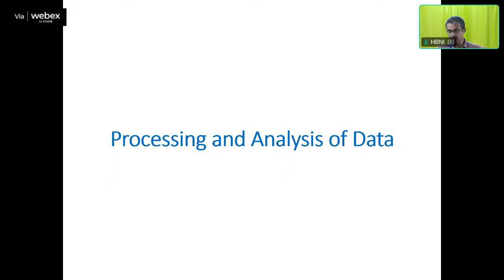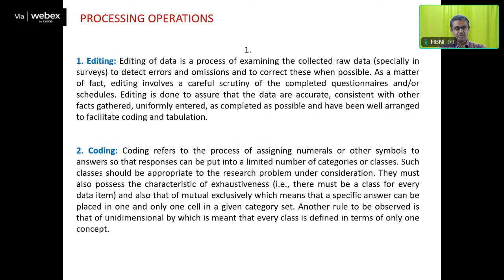In research methodology, among the research stages, we come to one of the important stages, which is processing and analysis of data. It comes after data collection. So what are the processing operations? First is editing. Editing of data is a process of examining the collected raw data, especially in surveys, to detect errors and omissions, and to correct them wherever possible.